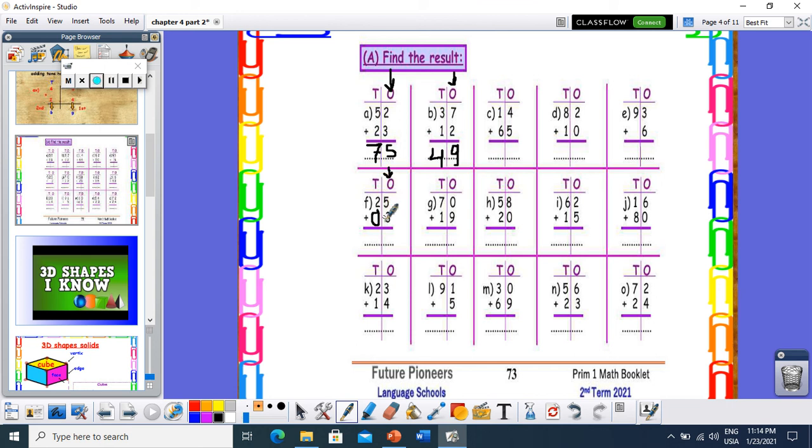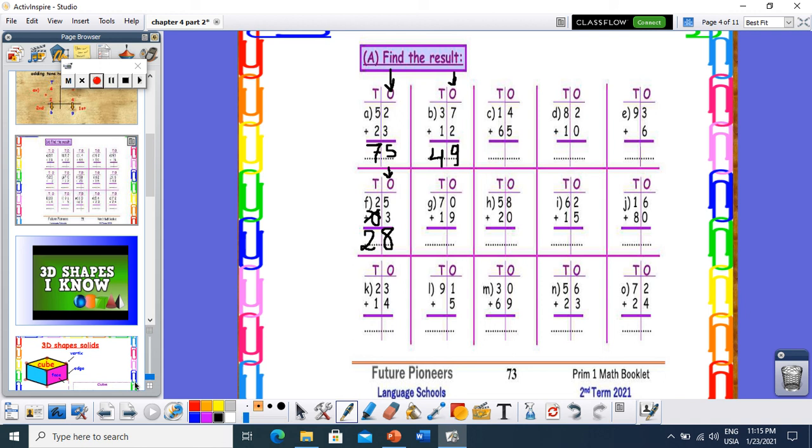Ones home. 5 plus 3. Put 5 in my mind, 3 in my finger. After 5, 6, 7, 8. So I will write 8 on the ones home. Now let's add the tens home. 2 plus 0. When I see 0, bye 0. I will write 2 again. So the answer it will be 28.